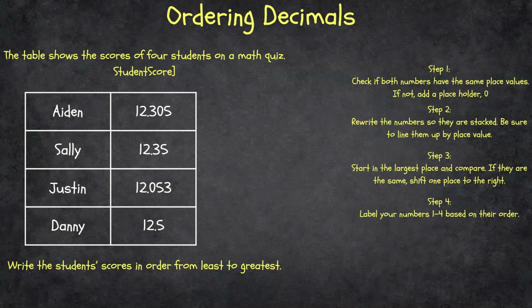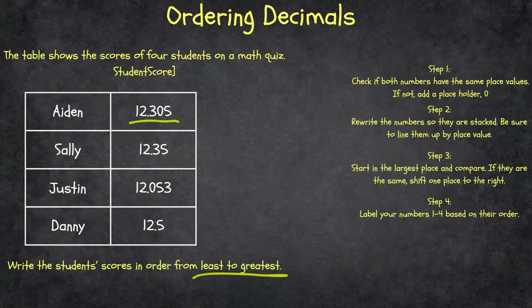Now, this table that we have, they are scores of 4 students on a math quiz. It's asking us to put them in order from least, the smallest number, to the greatest, the larger number. So I'm going to go ahead. The first step, I want to read these numbers out loud, see if they sound the same, or do I need to add any placeholders?